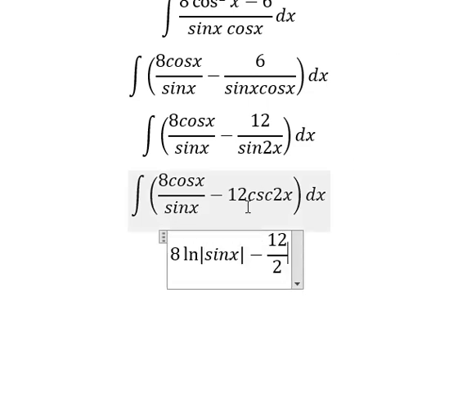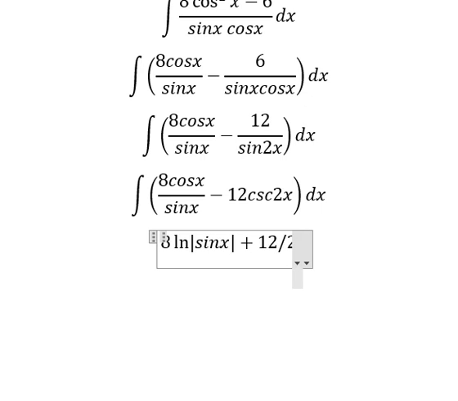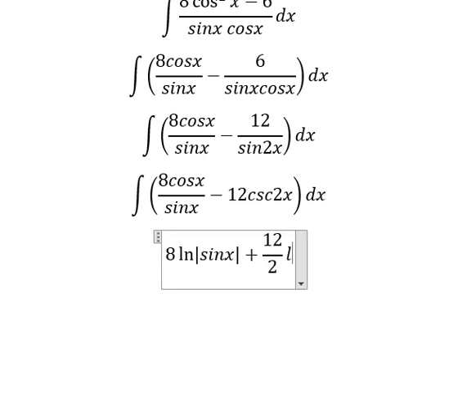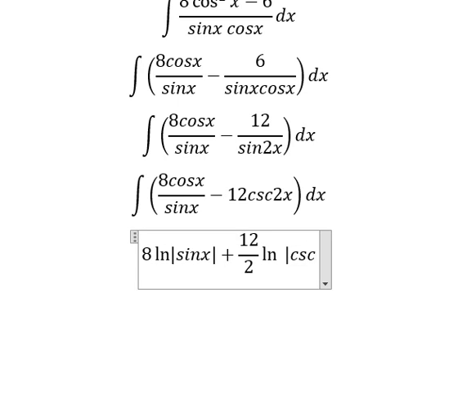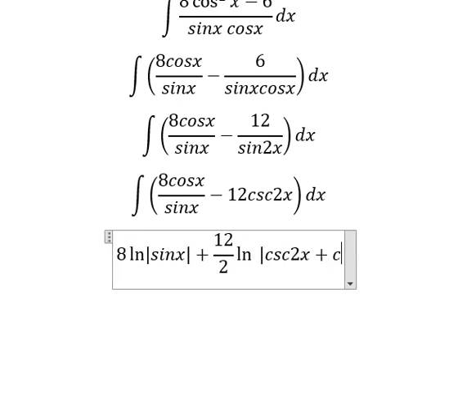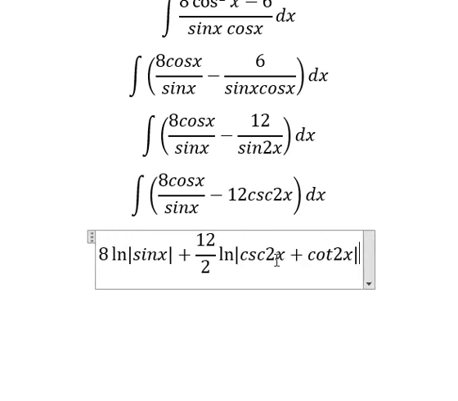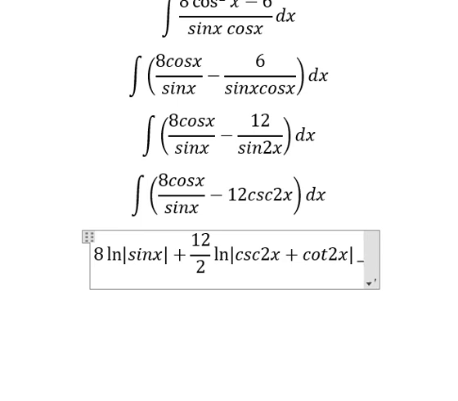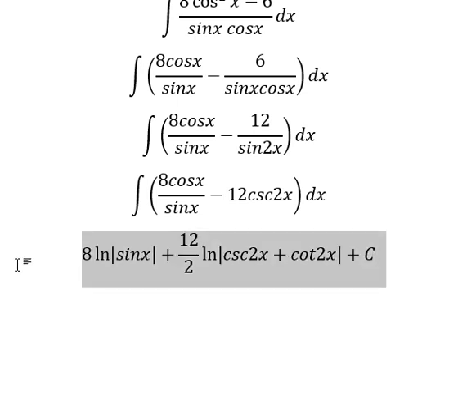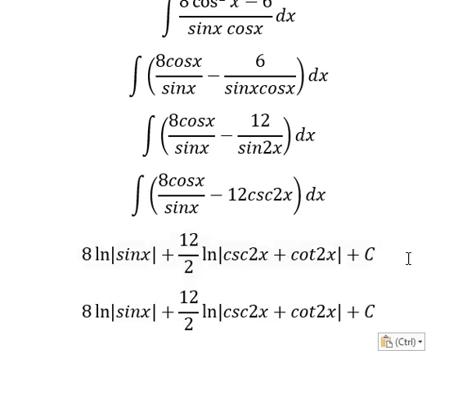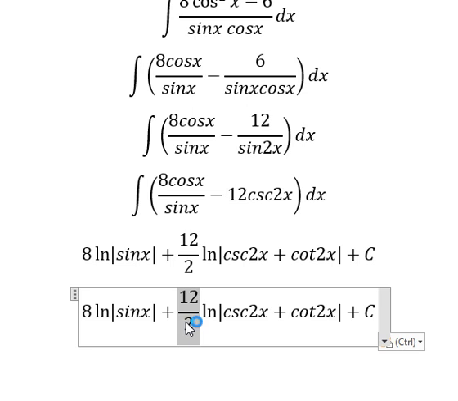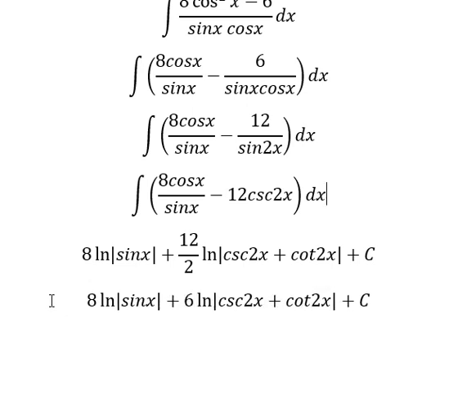The integration of this one, we have positive 1 over 2 ln of the absolute value of csc 2x plus cot 2x, and I will put plus C. Now 12 divided by 2, we have 6, and this is the final answer.